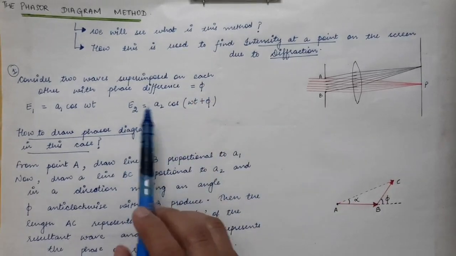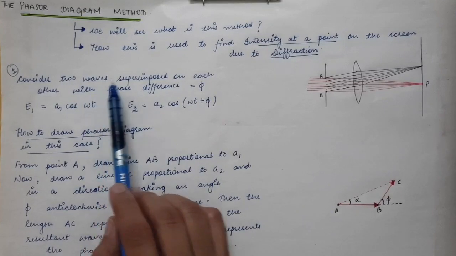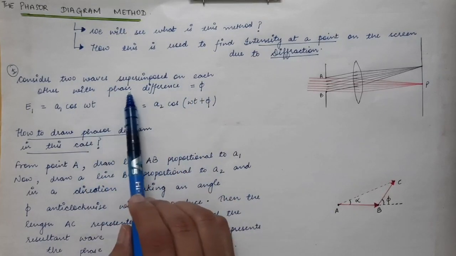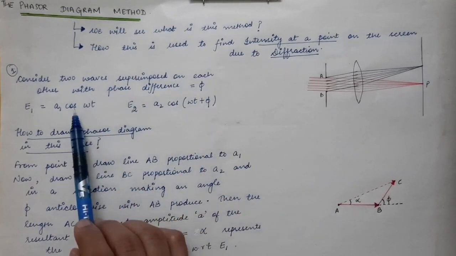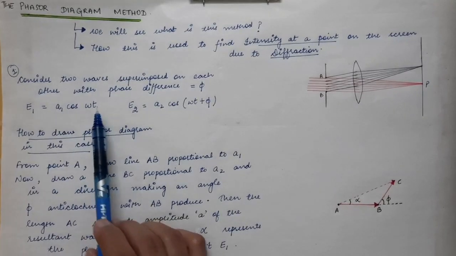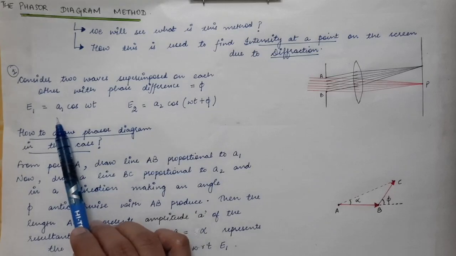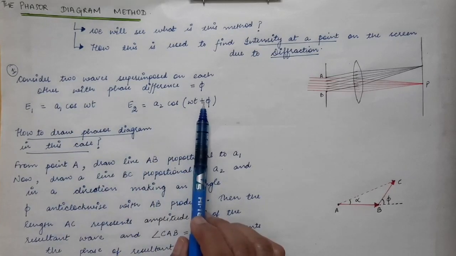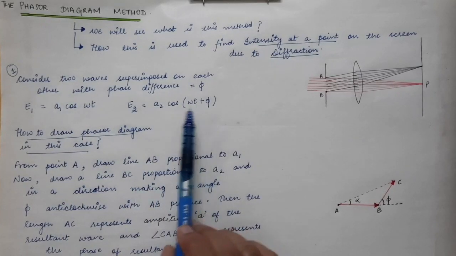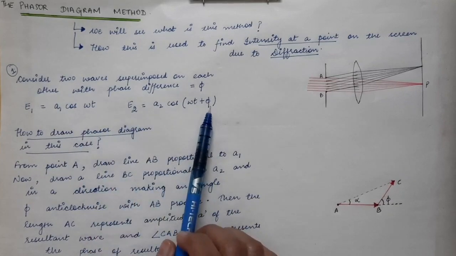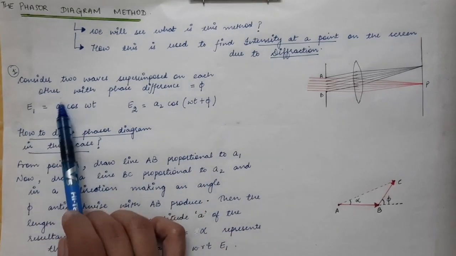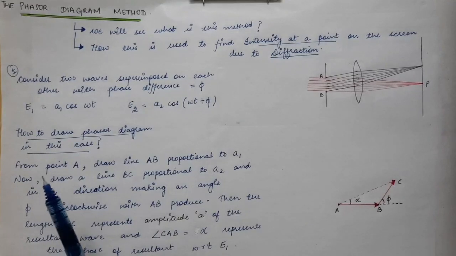Here we have considered two waves superimposing on each other with a phase difference of phi. The phase of the first wave is 0 and the phase of the second wave is phi with respect to the first, so the phase difference between these two waves is equal to phi. This is the equation of the first wave and this is the equation of the second wave.